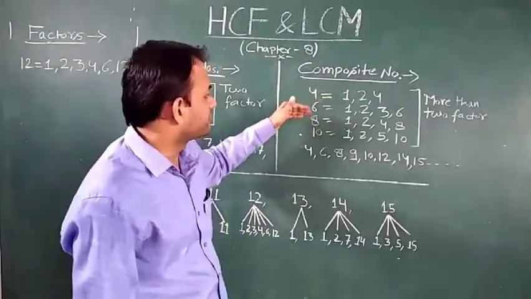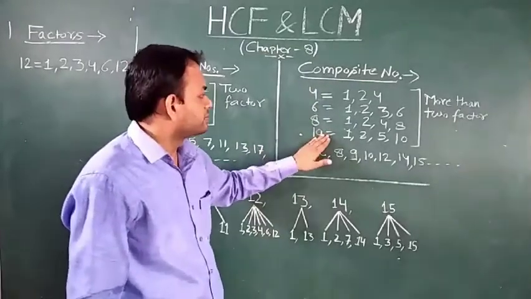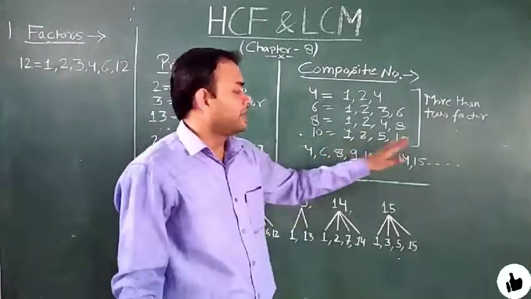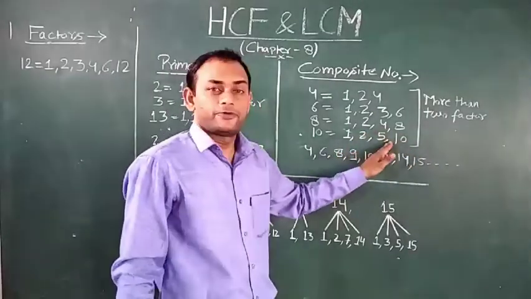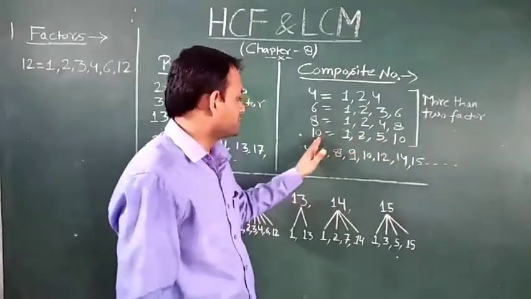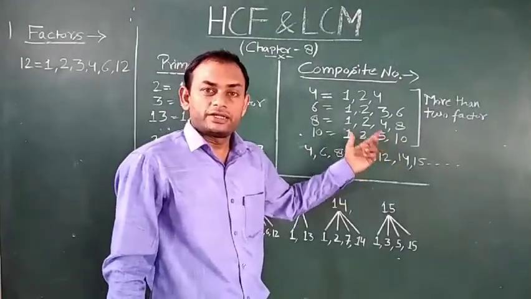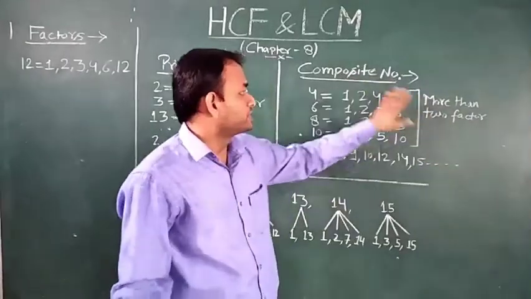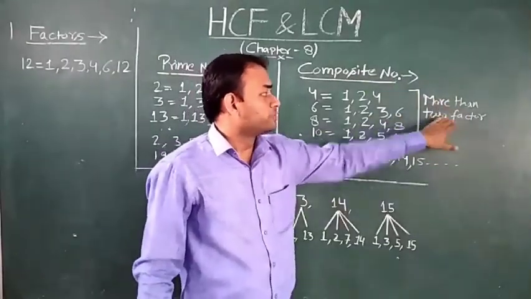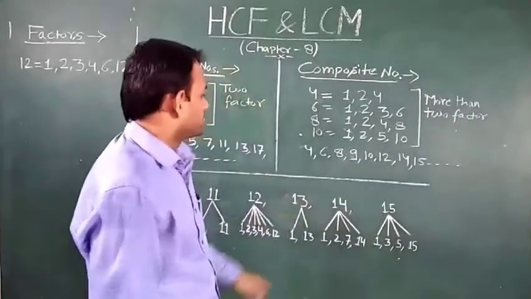It means 4, 6, 8 and 10, these are all composite numbers. 10 is divisible by 1 and 10, and along with it is divisible by 2 and 5 also. So 10 has 4 factors and it is more than 2. So that's why it is written here that a number which has more than two factors is called a composite number.